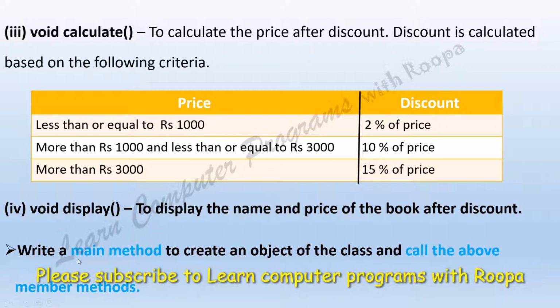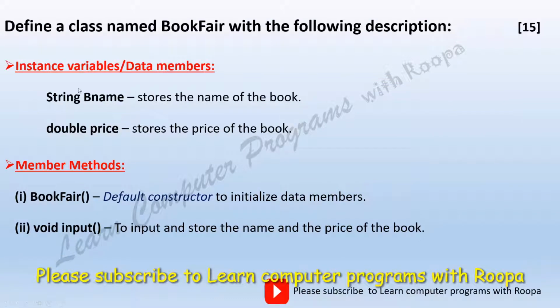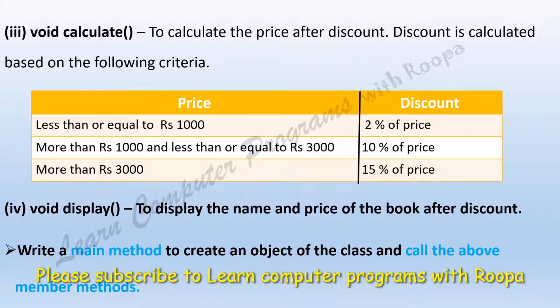And also they have given: write a main method to create an object of the class and call the above member methods. In some question papers, this sentence is not given, but this paper was taken from 2016, so you can just check it out. So here they've asked you to write the main method also. If you observe here, each of these particular details has to be given in your program, and each step will carry marks. So let us go to the program now.